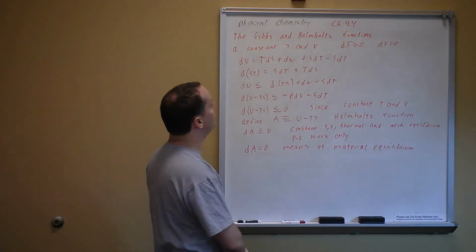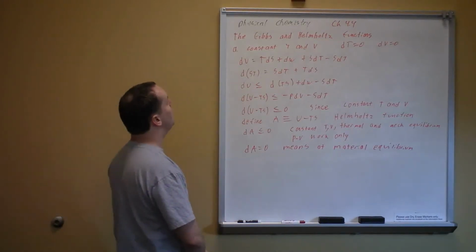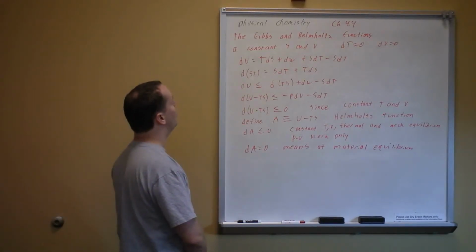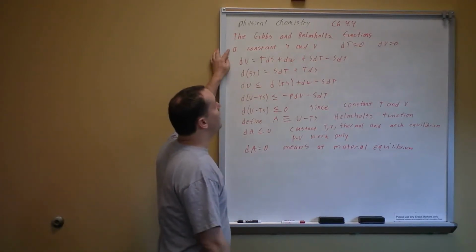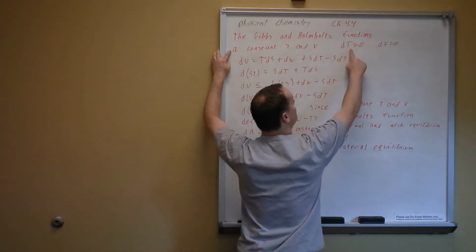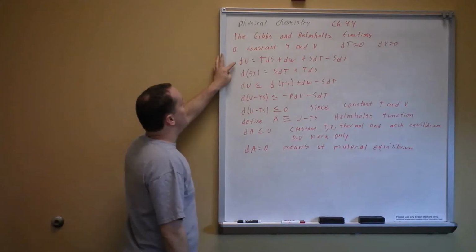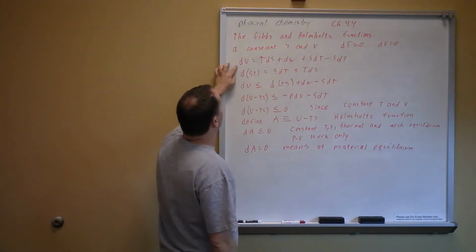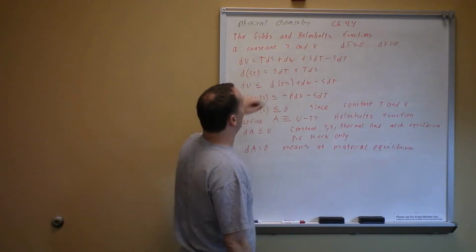Continuing on physical chemistry, chapter 4, we're now beginning section 4. We're going to talk a little bit more about the Gibbs and Helmholtz functions. Let's say we have a process where the temperature and the volume are both constant. Therefore, by definition, the differential of temperature is equal to 0, and the differential of volume is equal to 0. So we know then that dU is equal to TdS plus dW from before.